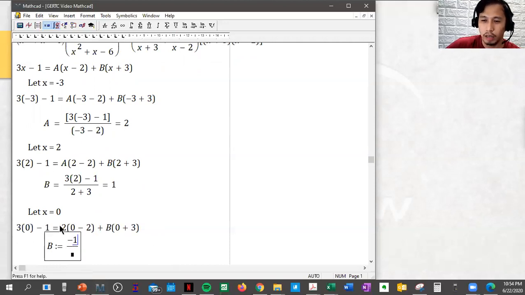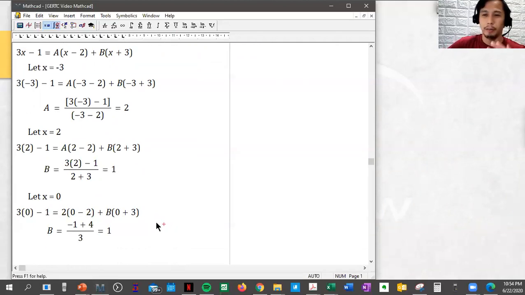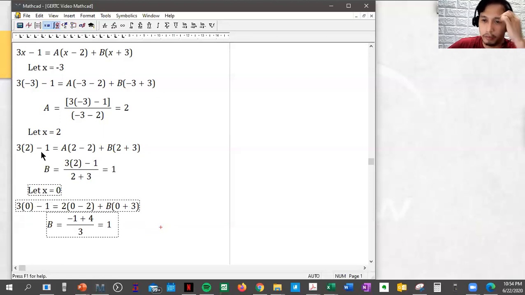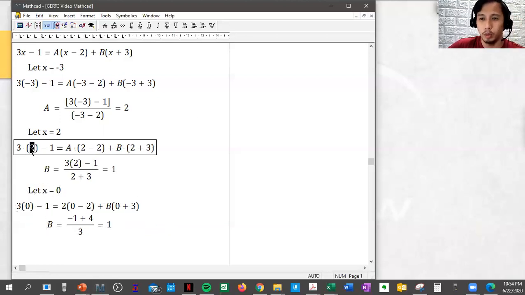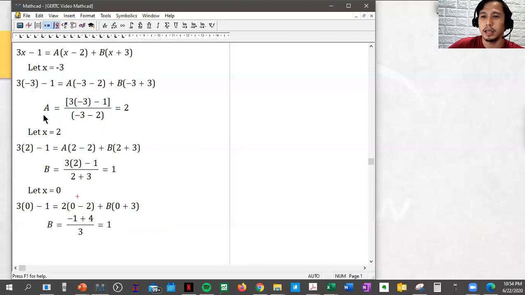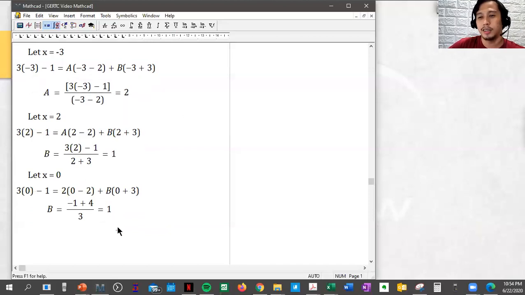Then if we are to evaluate this, this is negative 4. Transfer to the other side, it becomes positive 4. Then over this 3. So that gives us the same, b equal to 1. So, okay lang mag-assume ng any value of x, aside from 2, as long as na-solve na yung a, and you're going to use that. So, ganun. Easy lang ba?